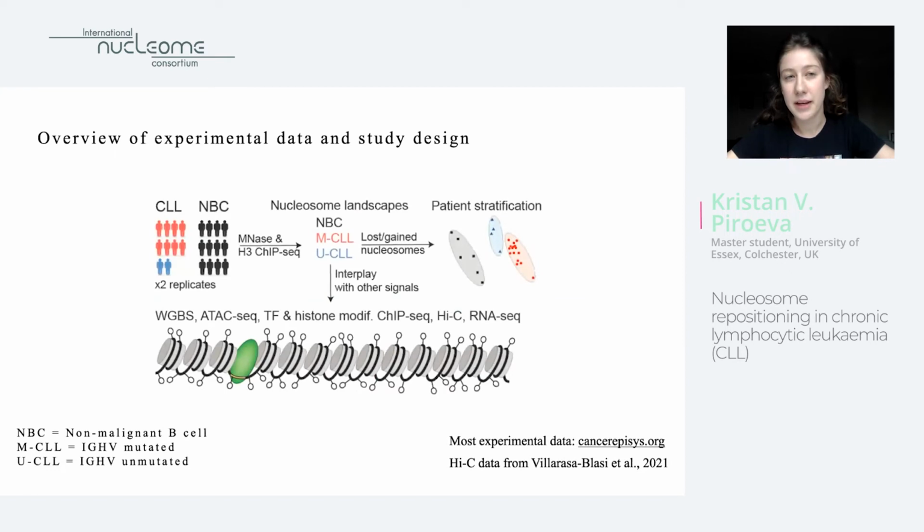So here I'm giving a brief overview of the experimental data that we had in our study design. We had nucleosome landscapes determined by MNase-assisted H3 ChIP-seq in some MCLL, some UCLL, and some non-malignant B-cell samples. Then we went in one direction to get the coordinates of regions losing and gaining nucleosomes in each group, and then we attempted patient stratification. And then we went in another direction and used our other data, such as ATAC-seq, transcription factor and histone modification ChIP-seq, RNA-seq, and Hi-C, to further complement our study.